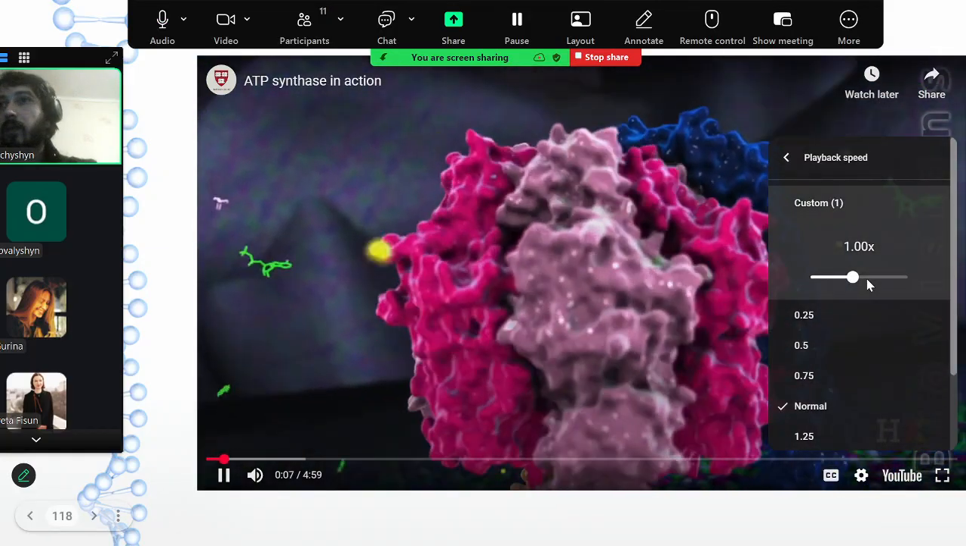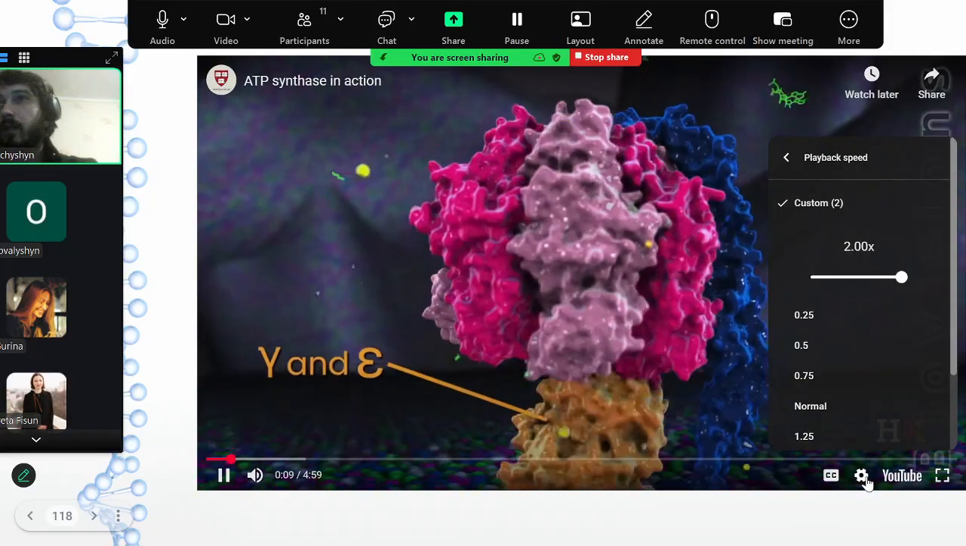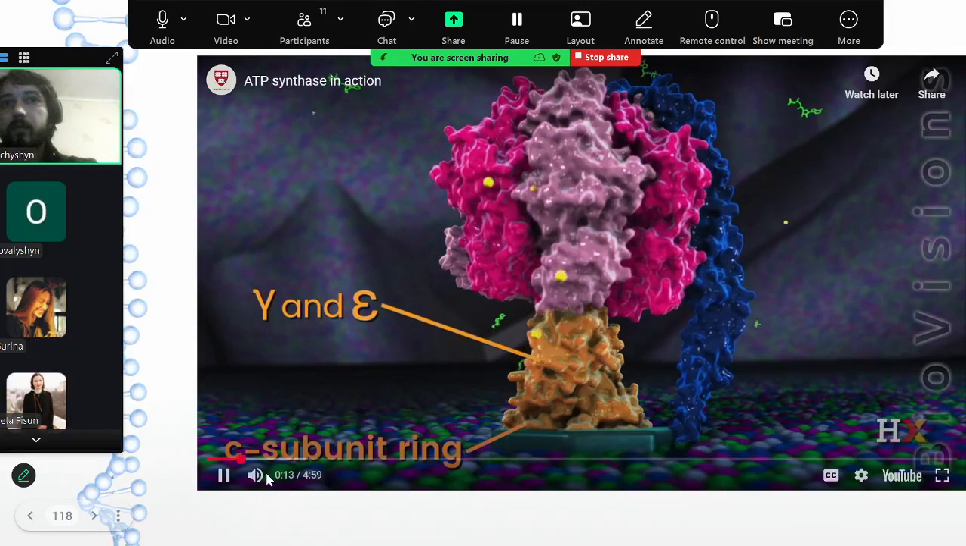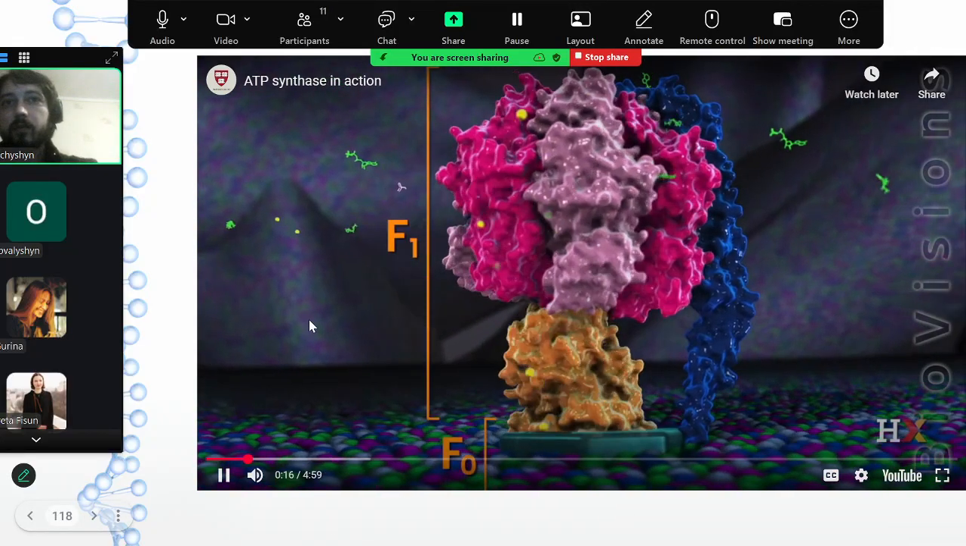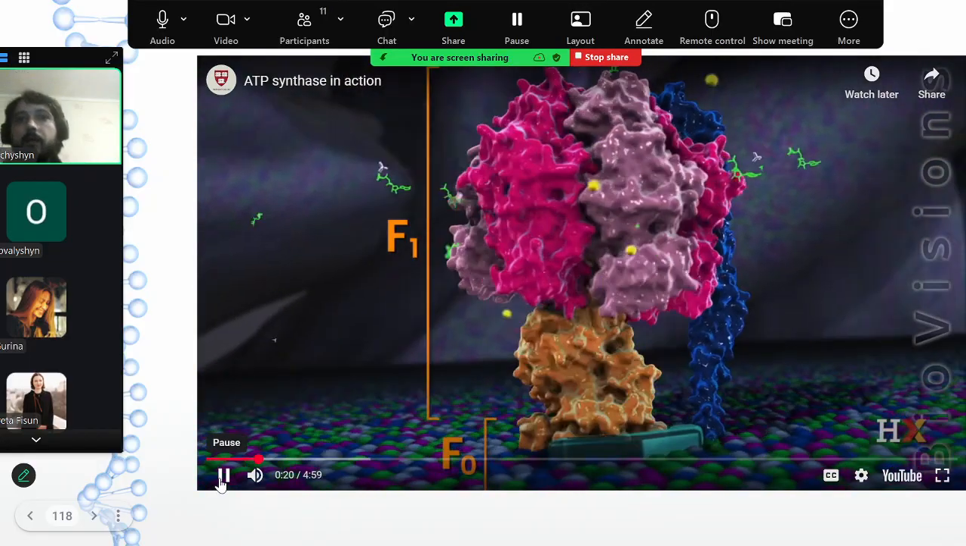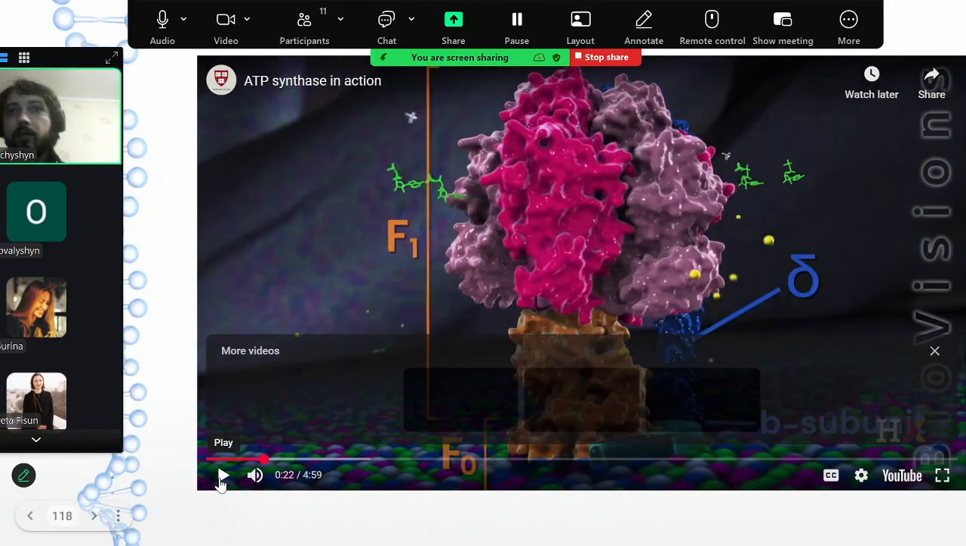We are looking at the turning gamma subunit and the epsilon subunits, and there's the C ring in the membrane. The F1 complex is outside of the membrane, while the F0 complex is embedded in the membrane. There's the stalk, including the delta and the B subunit.